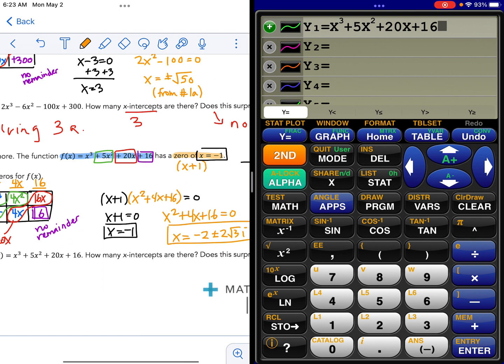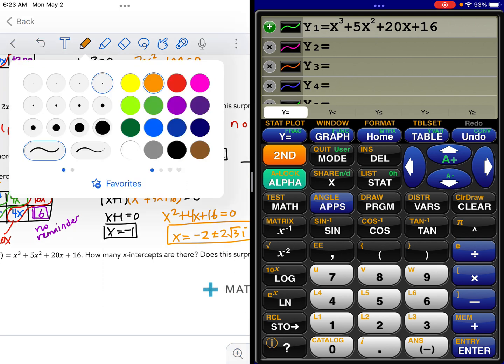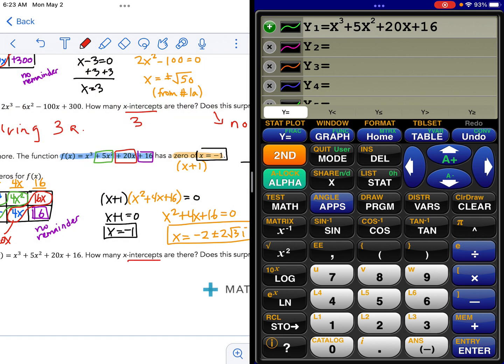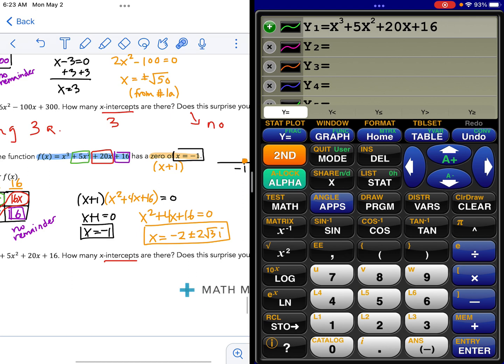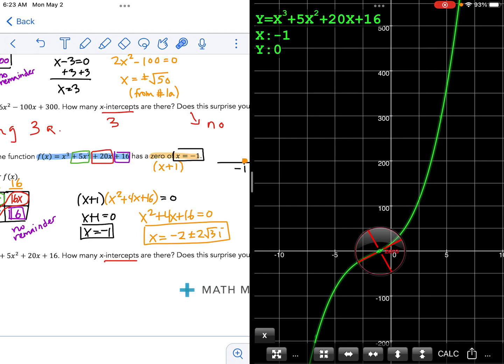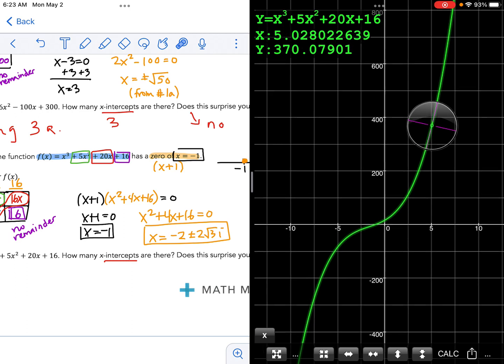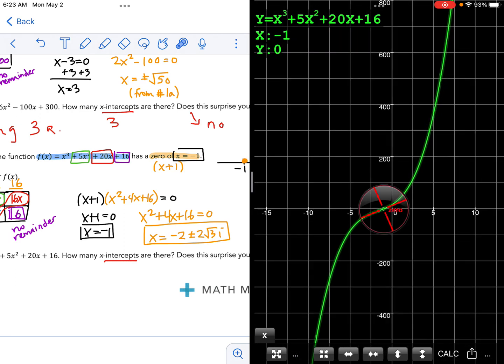Okay, so if you thought about how many x-intercepts you see here, we're kind of answering the next question. If we know it's a third-degree polynomial, you might guess 3, but we have 2 complex, so we only have 1 real. So we would expect to only see this cross at one location, which is that -1. And notice it doesn't cross anywhere else because the other 2 zeros are complex.